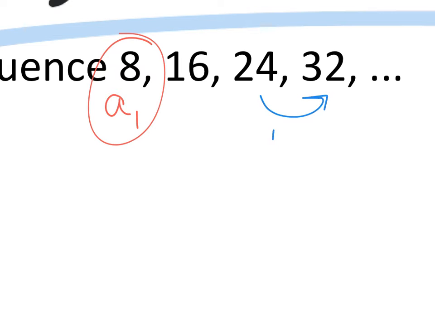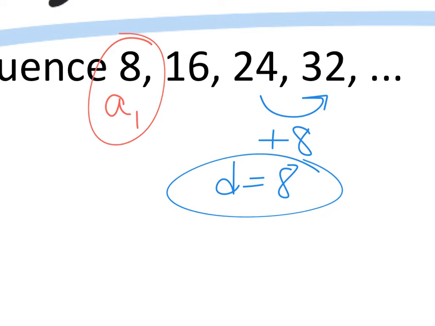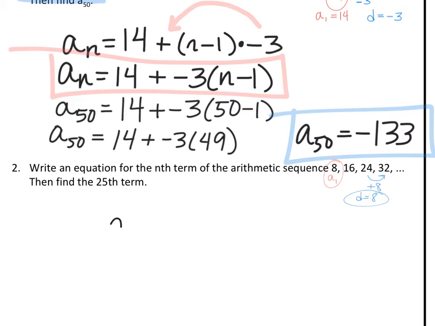It is adding by 8. So the common difference is 8. You need that. Okay, we're using the equation in the box. A_n equals, what's A1? What's the first term? 8. Take 8 and add n minus 1 times, what's the common difference?